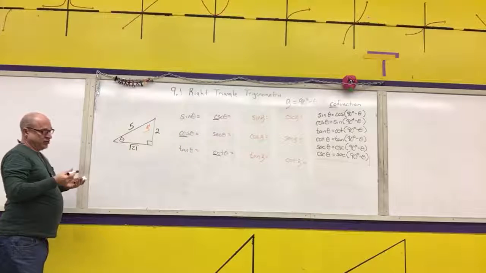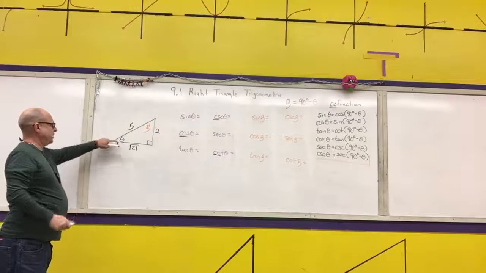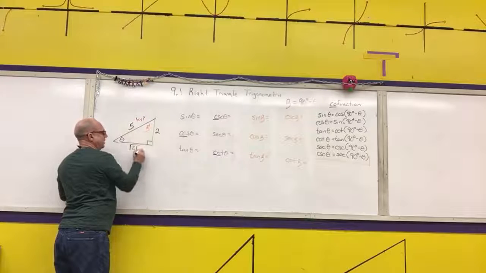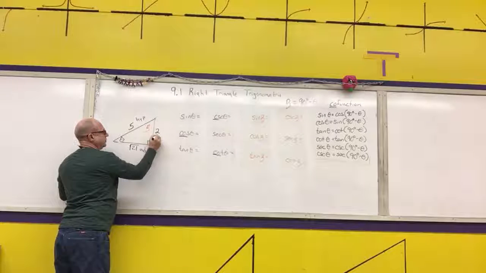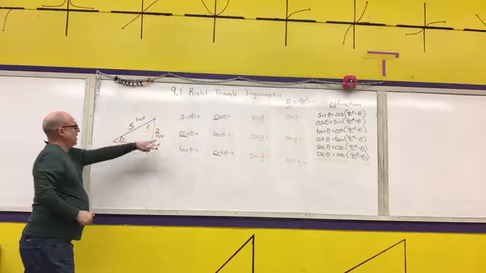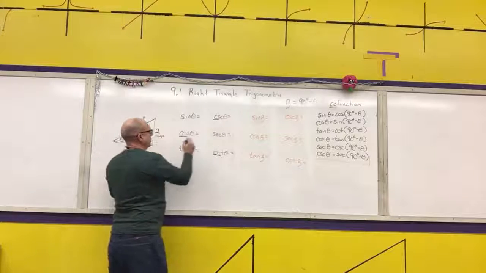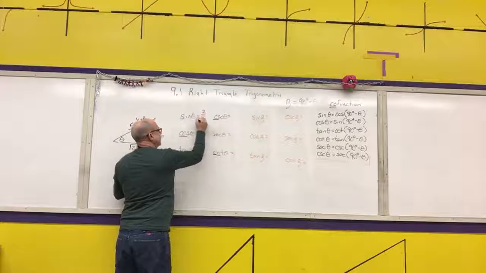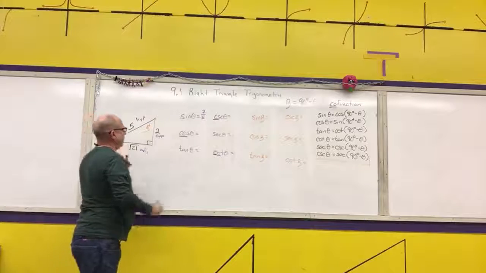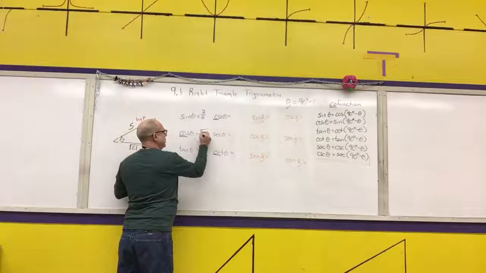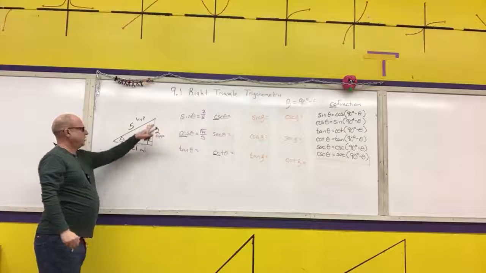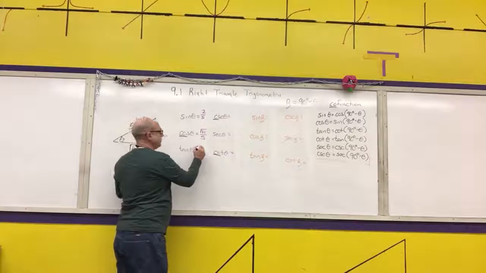So I now need to label my triangle. I'm going to label it with respect to theta. So I have hypotenuse, adjacent, opposite. So sine is opposite over hypotenuse, 2/5. Cosine is adjacent over hypotenuse, square root of 21 over 5. Tangent is opposite over adjacent, 2 over root 21.